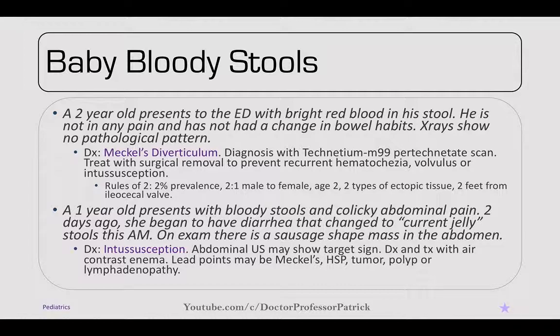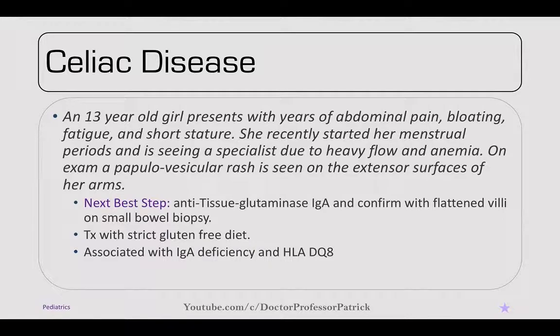So last, we've got a 1-year-old who presents with bloody stools and colicky abdominal pain. 2 days ago, she began to have diarrhea, and this changed to currant jelly stool this morning. On exam, there's a sausage-shaped mass in the abdomen, and this is intussusception. Abdominal ultrasound may show a target sign, and you can diagnose and treat this with an air contrast enema. Sometimes the lead points can be Meckel's and HSP, tumors, polyps, or lymphadenopathy.